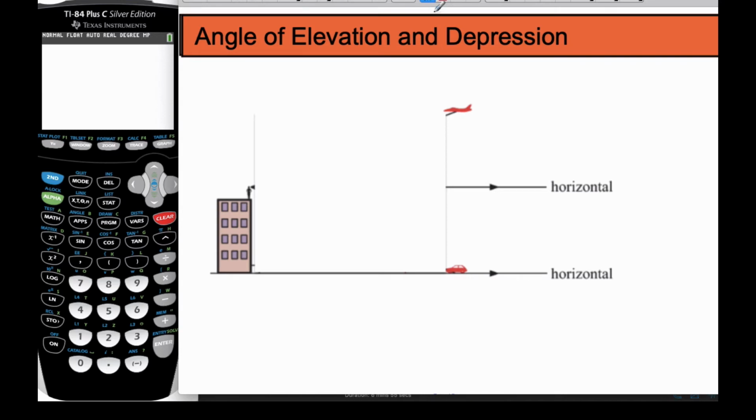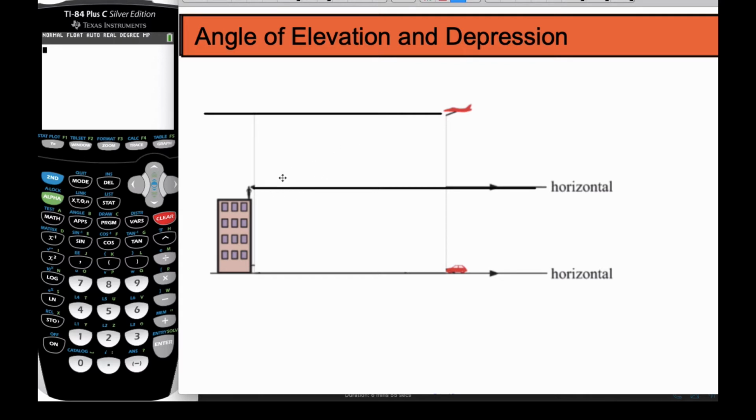We're going to talk now about the angle of elevation and depression. Imagine I have a scenario here: there's a little man, an airplane, and a car. From this man, you have to recognize that there is a horizontal line that goes straight across. There's also a horizontal at the car, and a horizontal line from the airplane's perspective. So I have three different things.